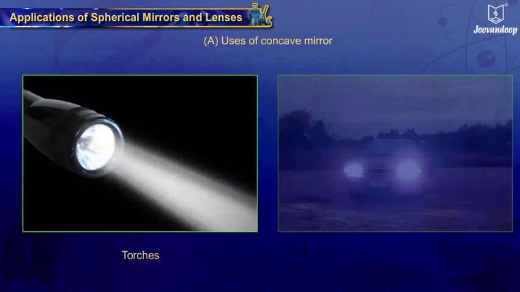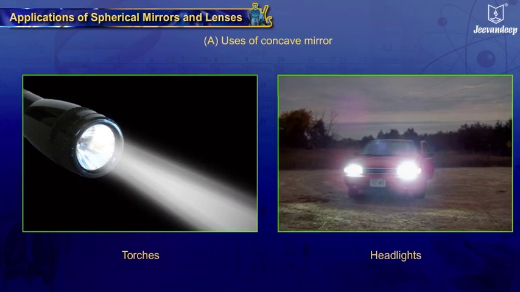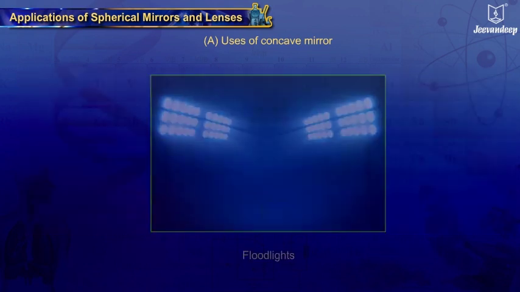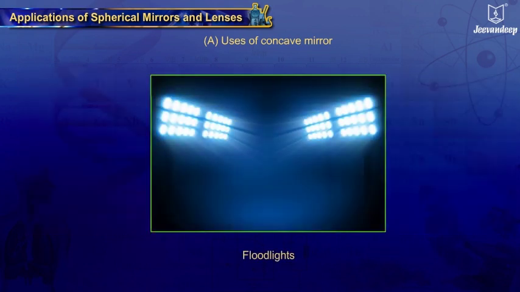In torches and headlights, a parallel beam of light is obtained by keeping the source of light at the focus. In floodlights, in order to get intense beam of light, the source of light is placed just beyond the center of curvature.